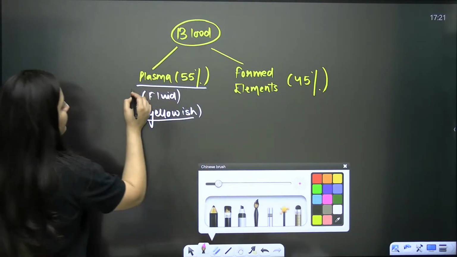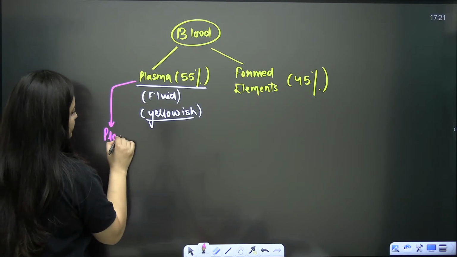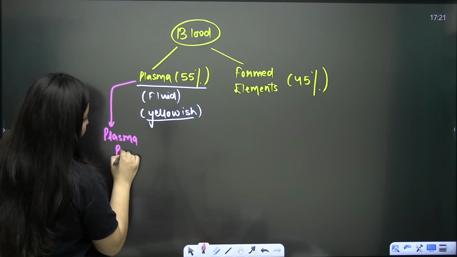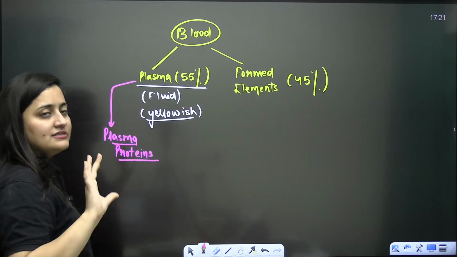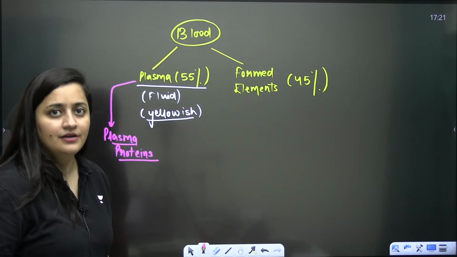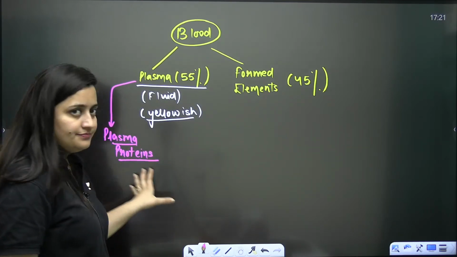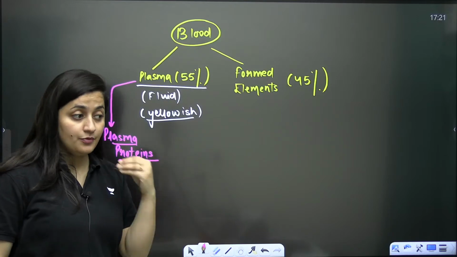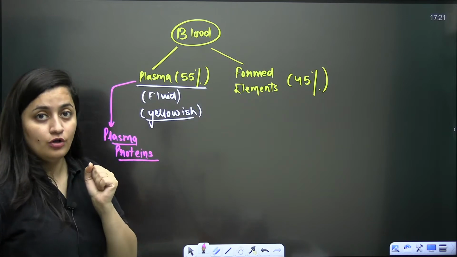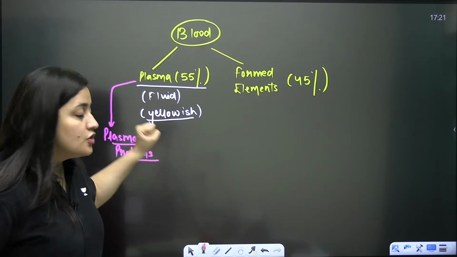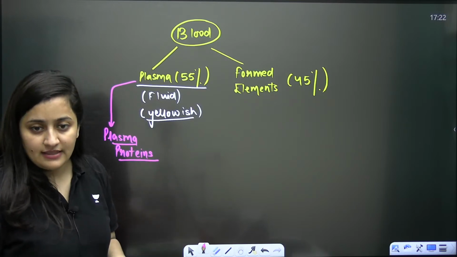So here what will you get? Obviously you are going to get some plasma proteins. Those plasma proteins also fight infection. They also help balance the osmotic content. Some proteins also help in blood clotting. You will see the ions there, the gases for transportation, and the waste material in the plasma.